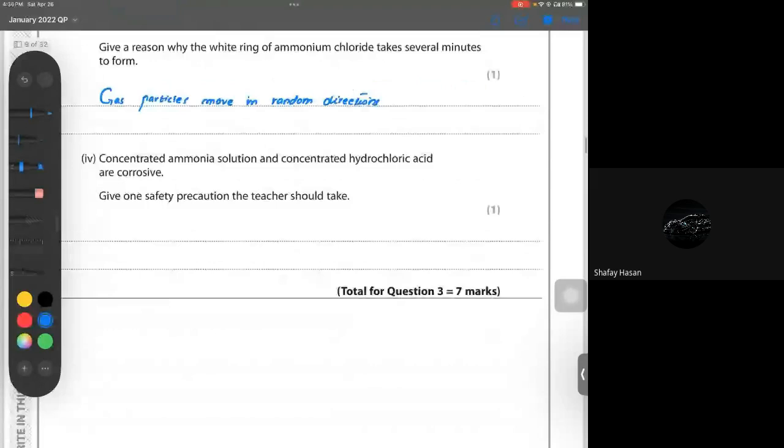Concentrated ammonia solution and concentrated hydrochloric acid are corrosive. Give one safety precaution the teacher should take. The teacher should, of course, wear gloves.